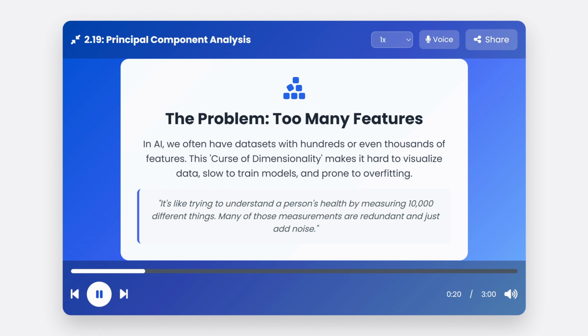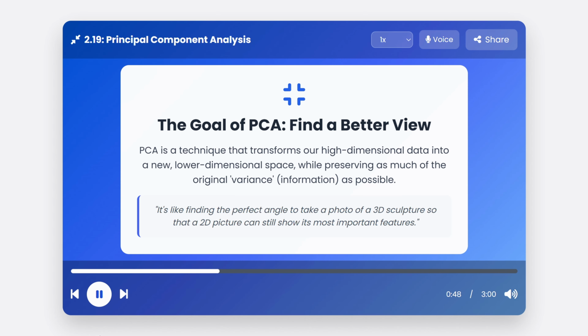In the real world, our datasets can have hundreds or even thousands of features. This is called the curse of dimensionality. With so many features, it's impossible to visualize our data, our models take a very long time to train, and they are more likely to learn noise instead of the real signal. The goal of PCA is to fight this curse.